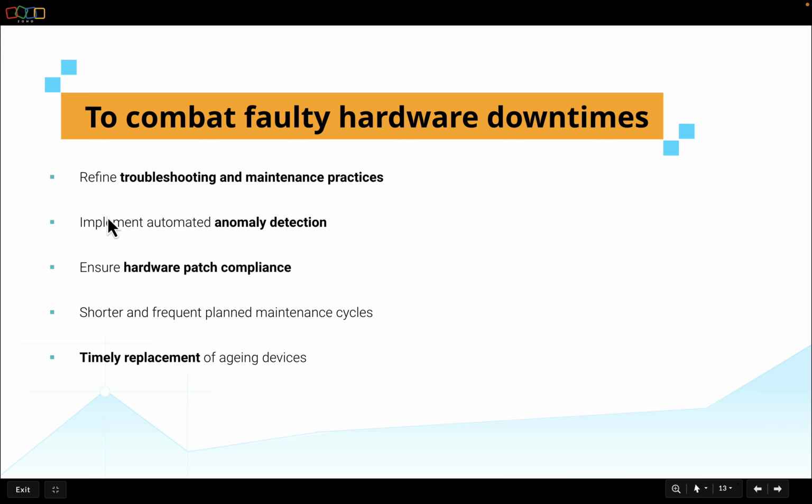Next is implementing automated anomaly detection. Here, you need to configure automated alerts to detect symptoms of failures in real time and notify the respective NOC technicians to orchestrate swift remediation actions. The next step is ensuring patch compliance. Regularly update patches and software fixes to maintain system integrity and reliability.